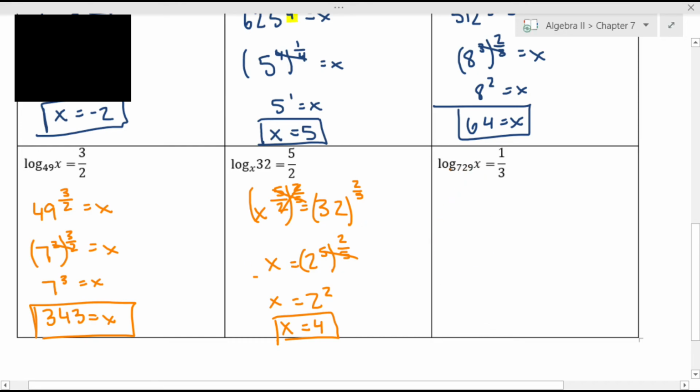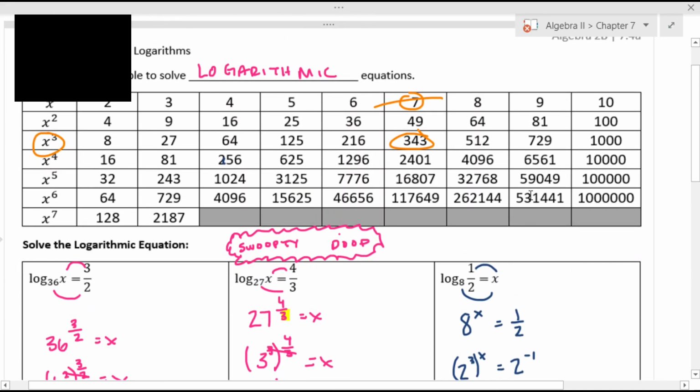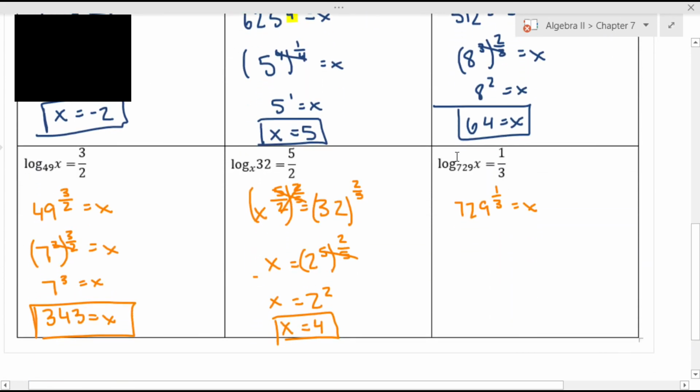All right. And one more swoop-de-doop. 729 to the power of 1/3 is equal to x. So how can I rewrite 729 so it's to a power of 3? 729 is right there. That's 9 cubed. Okay. So 9 to the power of 3, to the 1/3, is equal to x. Those 3's cancel out. I get 9 to the 1st is equal to x. So 9 is equal to x.